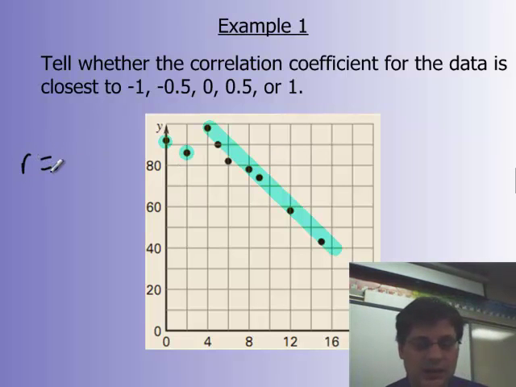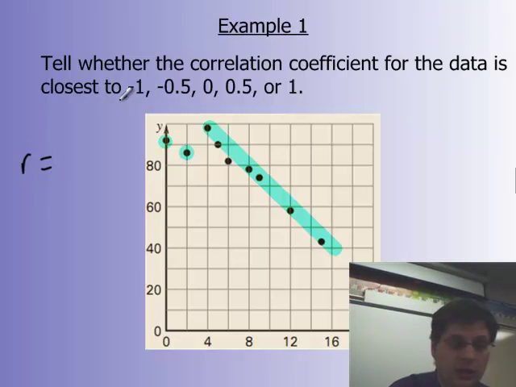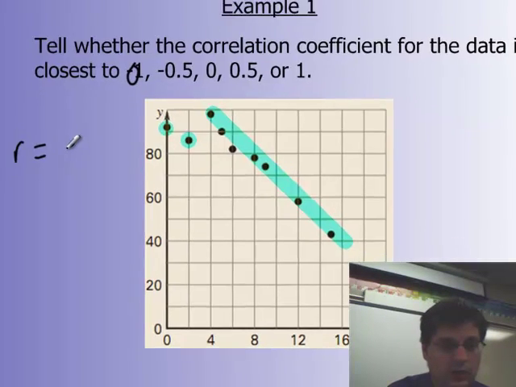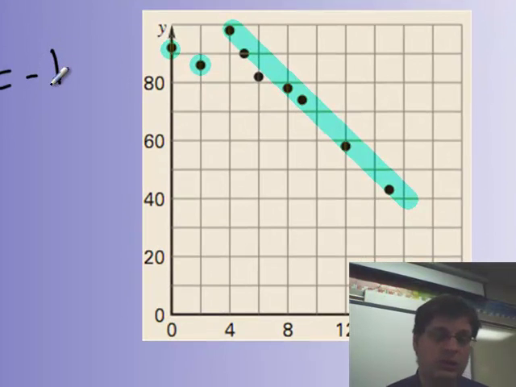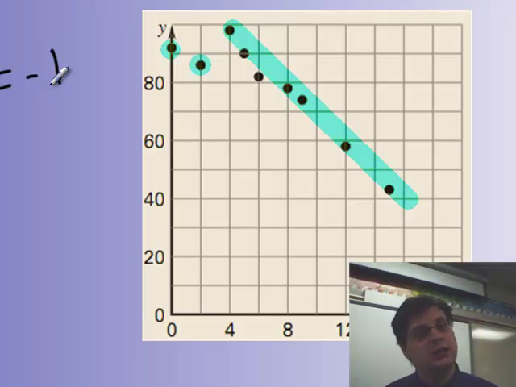I would estimate this to be maybe a correlation coefficient of negative 0.9 or something. It wouldn't be exactly a negative 1. So given our options, negative 0.9 is going to be closest to -1. So I'd say my correlation coefficient here is closest to -1. And it's kind of a subjective thing. You just kind of have to look at it and judge it based off your experiences looking at other graphs. So anyway, that's a correlation coefficient for you.